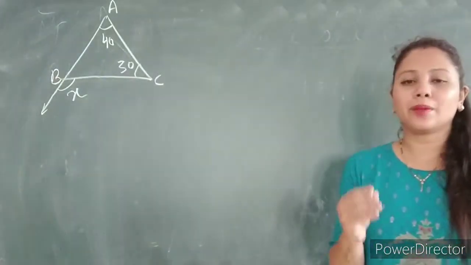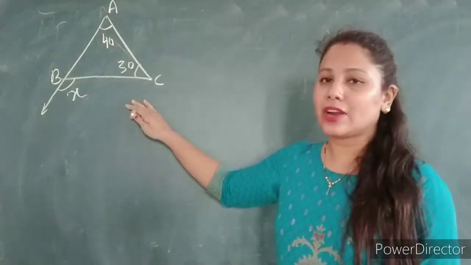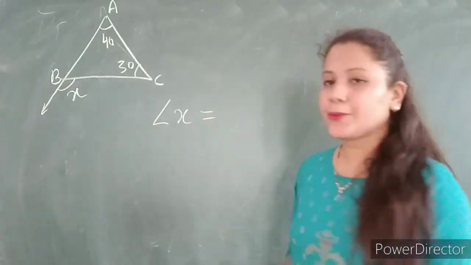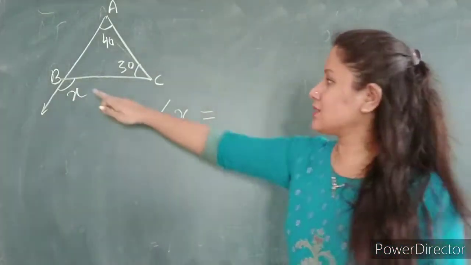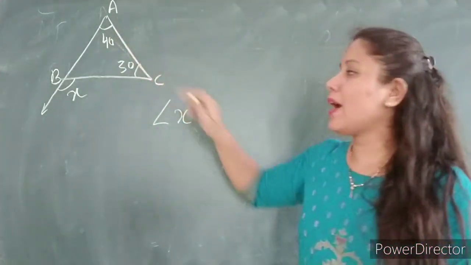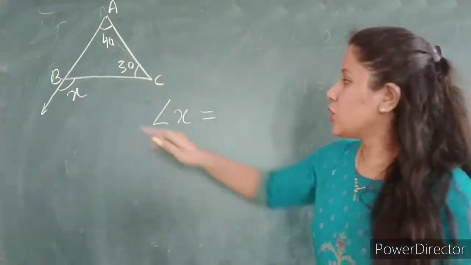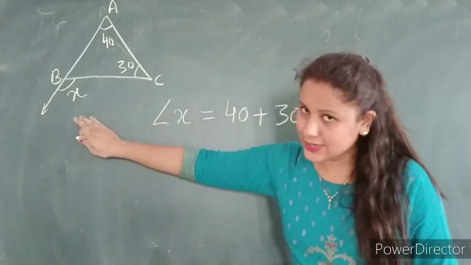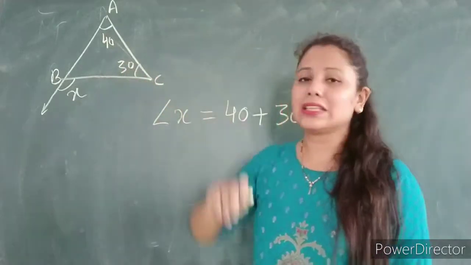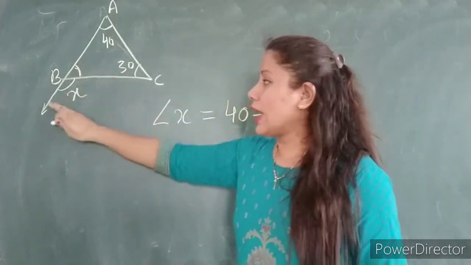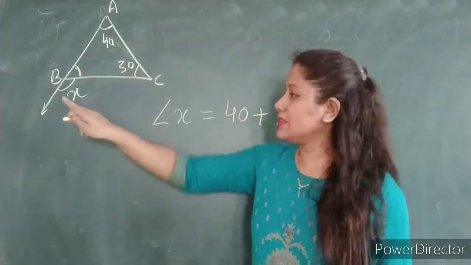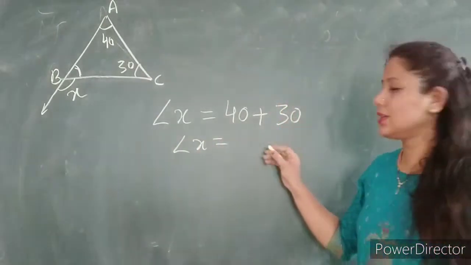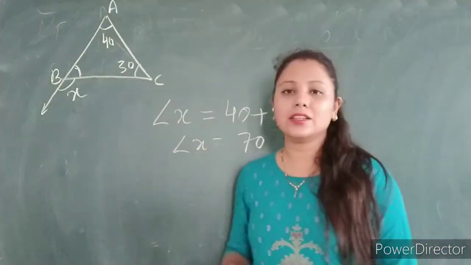So now we will do some questions. Angle 40 and angle 30. So here the value of angle X is equal to 40 plus 30. Why? Because the value of the exterior angle is equal to the sum of the opposite interior angles. Clear? The angle next to angle X is its supplementary angle, so we will not take the adjacent angle, we will take the two opposite angles. So the value of angle X is equal to 40 plus 30, that is 70 degrees.